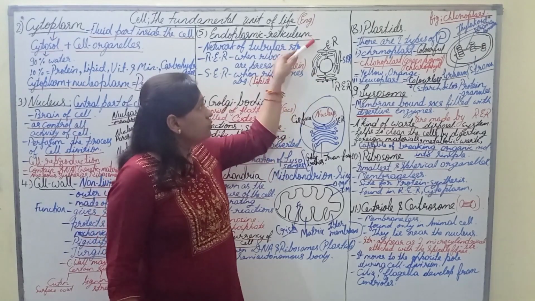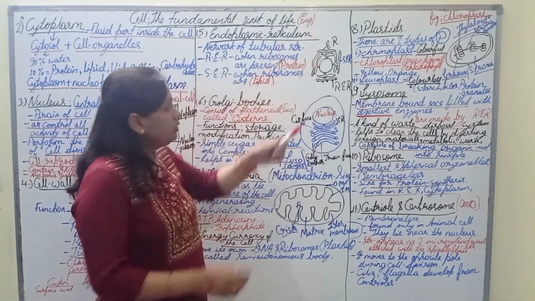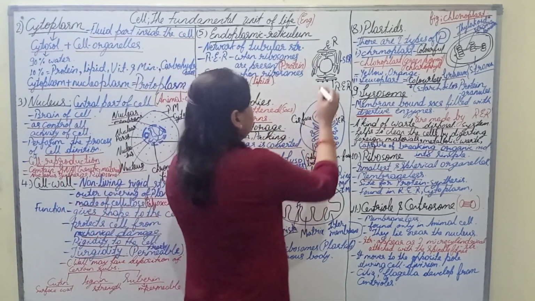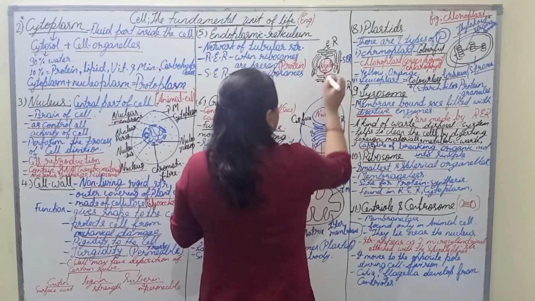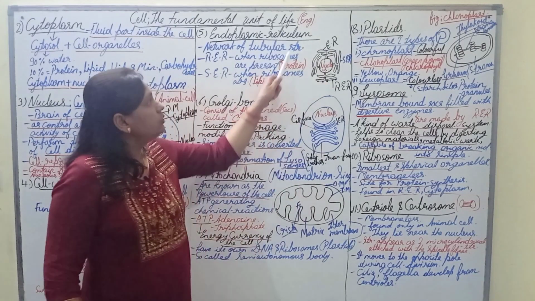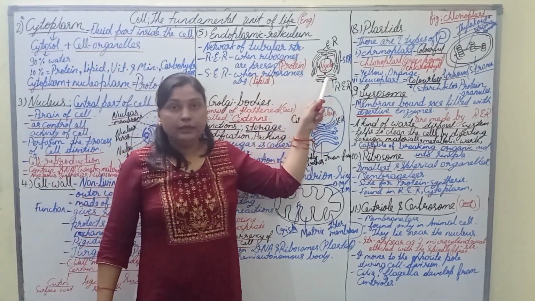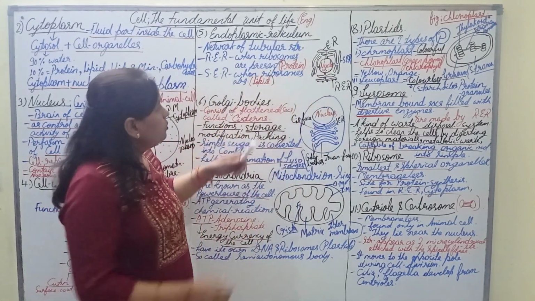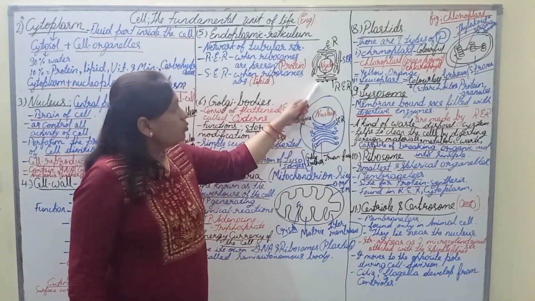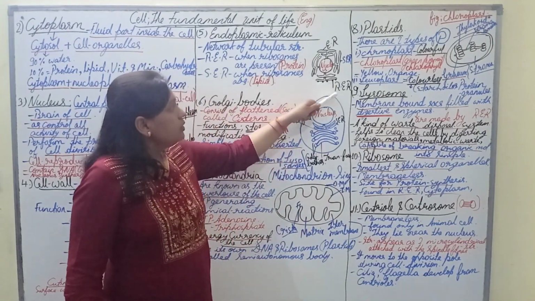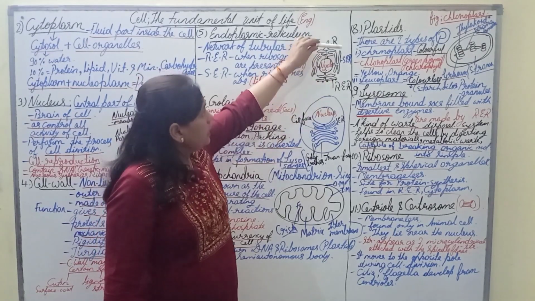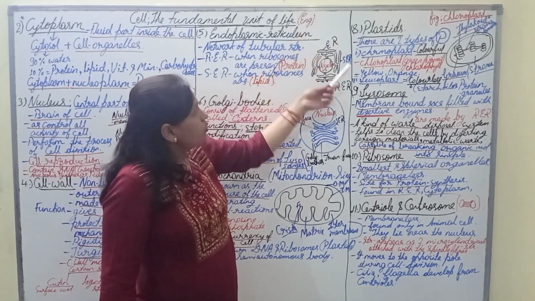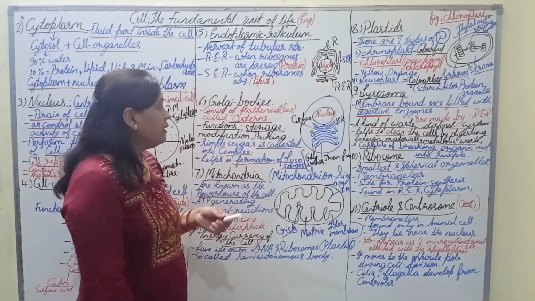If you look at the structure of endoplasmic reticulum, this is the nucleus, and endoplasmic reticulum is scattered all around the nucleus. Here the small bead-like structures appear. It is rough endoplasmic reticulum; ribosomes are present on the surface. Here the ribosomes are not present, so it would be known as smooth endoplasmic reticulum.